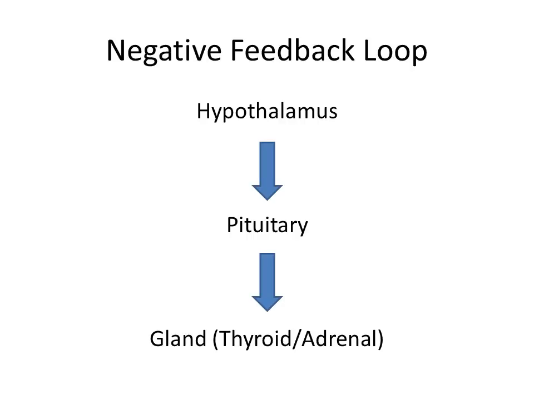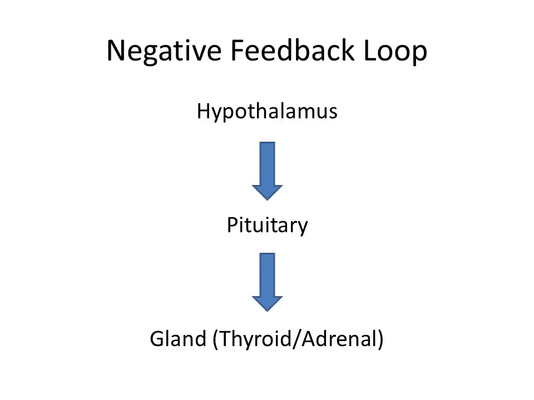This is the way it works. So the hypothalamus will release a hormone, a chemical messenger, that goes to the pituitary, and the pituitary senses that messenger and will release another hormone. And that hormone will travel and send a message to a gland, like the thyroid gland or the adrenal gland. And then the thyroid gland or the adrenal gland will release their hormone. And those hormones will have an effect on the cells of the body.